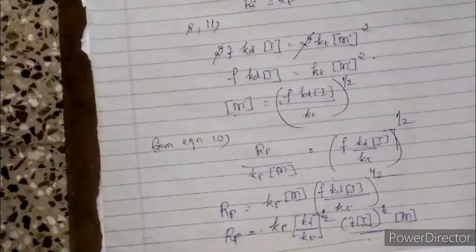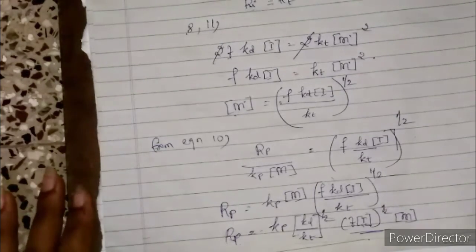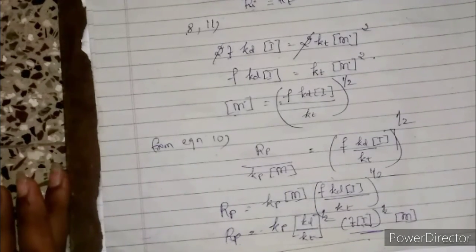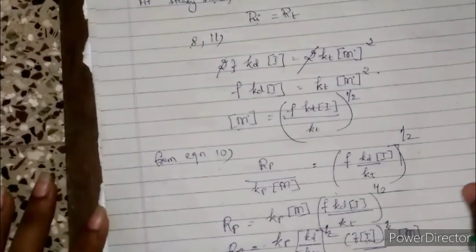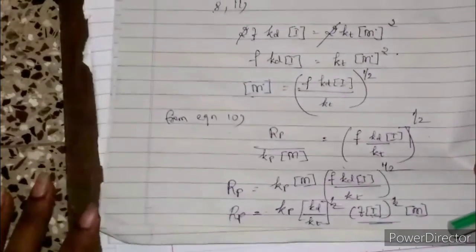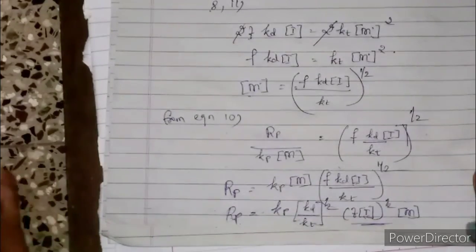So this is the kinetics of the free radical polymerization method. If you have any doubt in the derivation of this kinetics, you can ask in the comment section. Hope it is clear.